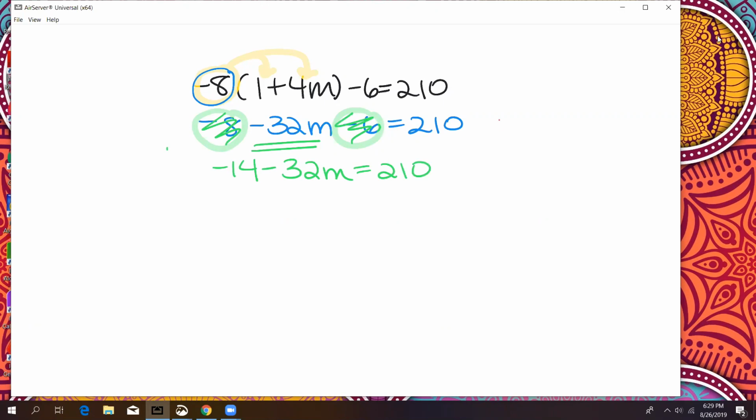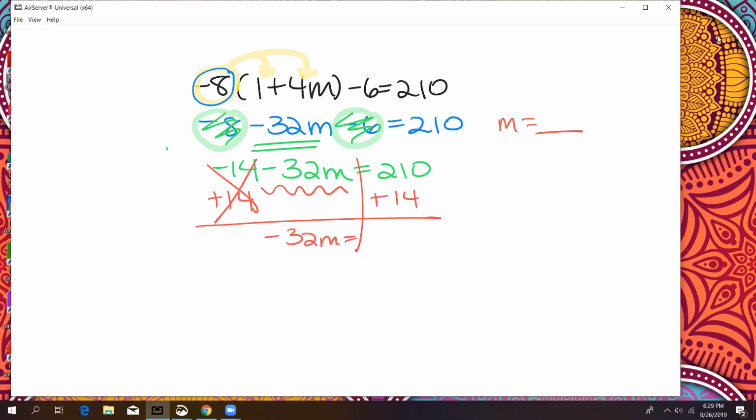And again, I want my answer to be m is equal to something. So I want the variable on the left. So I'm going to add 14 to both sides. So the minus 14 plus 14 cancels out. And again, I'm left with negative 32m here. And then 210 plus 14 is 224.